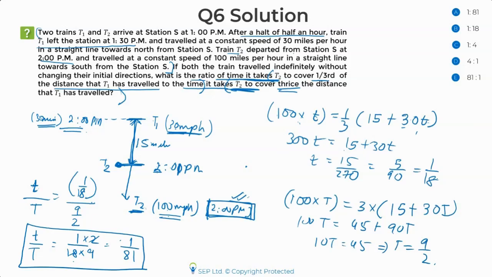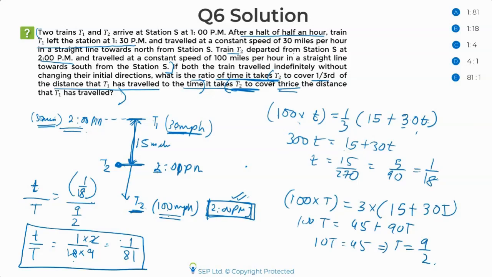Now I've spoken a lot. It was almost like a monologue. So I just want to make sure that this is perfectly clear. So guys, please mark yes if this is clear. They were just asking you to find out the time when T2 covers 1/3 of the distance covered by T1 and T2 covers thrice the distance.